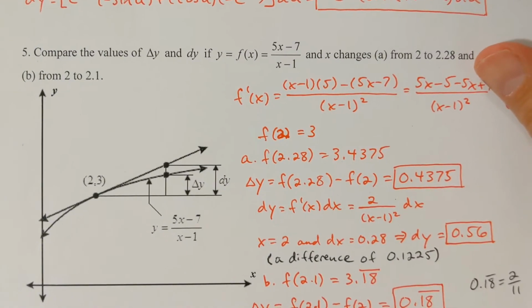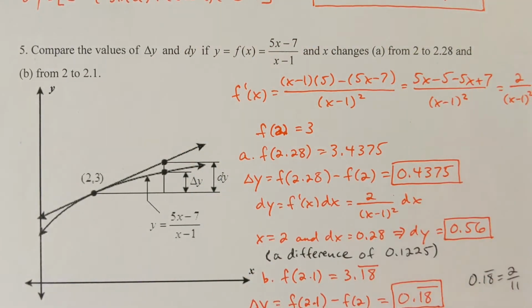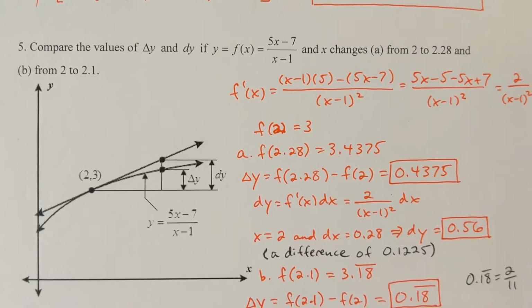So this exercise is really just a comparison between delta y and dy, and the fact that if you're not very far away from your x value, those two numbers are going to be very close to each other.